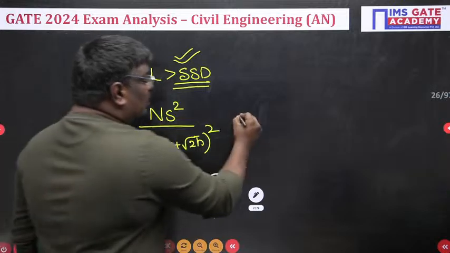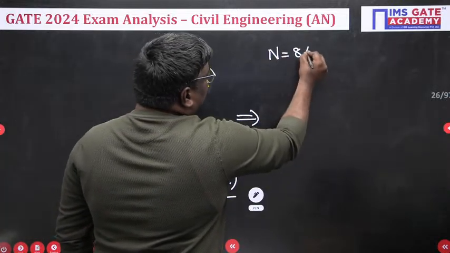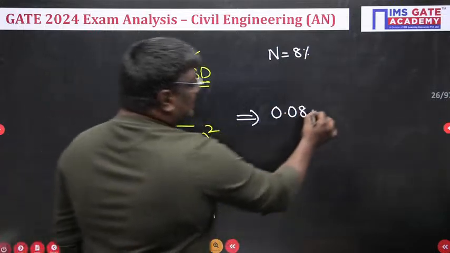So here N is what? We got 8 percent. The algebraic difference between the gradients is 8 percent. So the N value will be equal to 0.08. And the stopping sight distance, how much did you get?